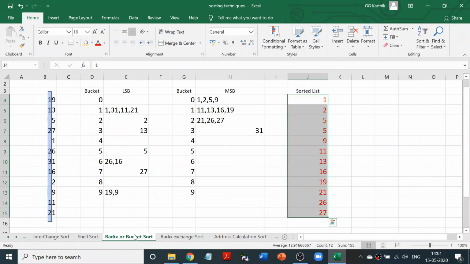Bucket sort was very simple. We had buckets. You start with LSB, least significant bit, and move to the most significant bit. So you had buckets 0 to 9 depending on the number system you have. This is the decimal number system, so you only will have numbers from 0 to 9. Right, then you had the most significant bucket. When you did these two steps, what you had already was your sorted order: 1, 2, 5, 9, 11, 13. This is your sorted list. You take it down and write it down.